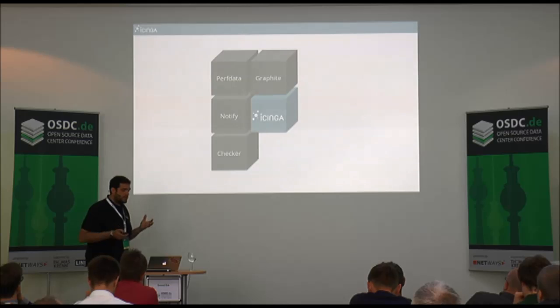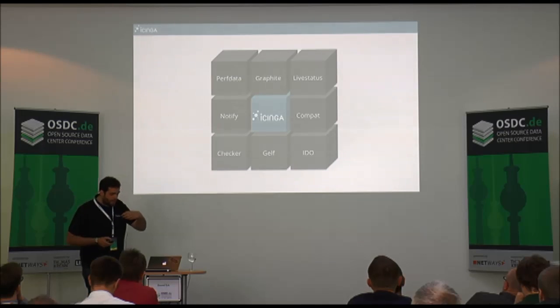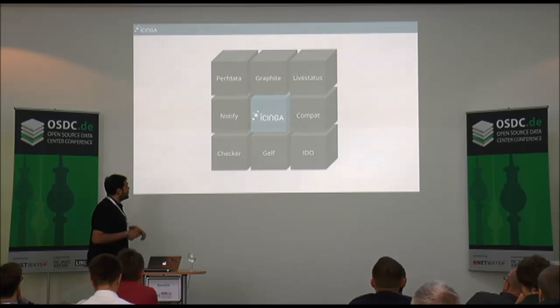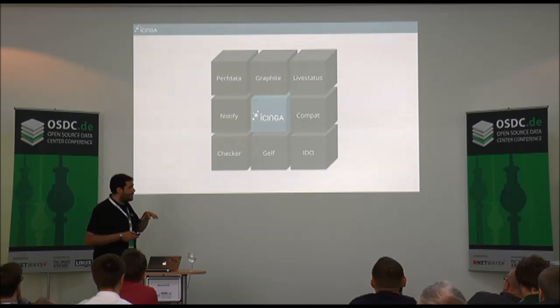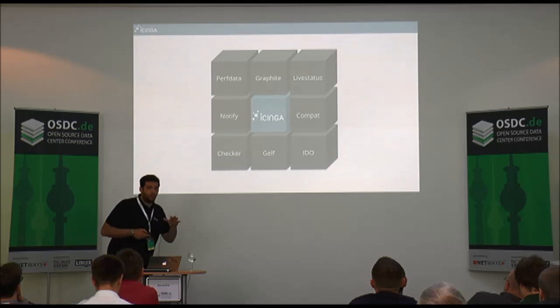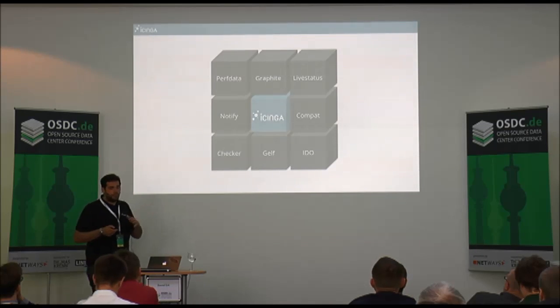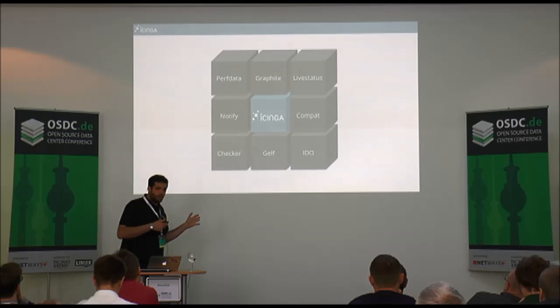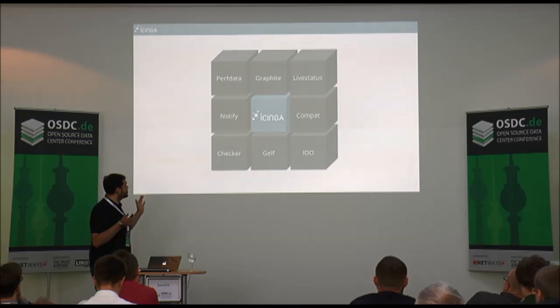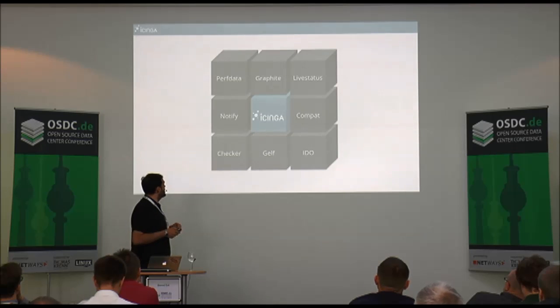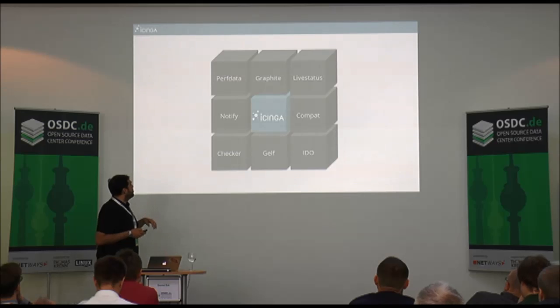Icinga 2 has a feature-based concept. So there's a core, the heart of Icinga, which always runs. And then we have a lot of features, and you can decide which features you want to have. You don't have to enable all of them. The basic one, which makes total sense, is to enable the checker, because if you don't enable the checker, you will not receive any result. Perhaps if you enter passive results, it makes sense. Anyway, all the other things are up to you.